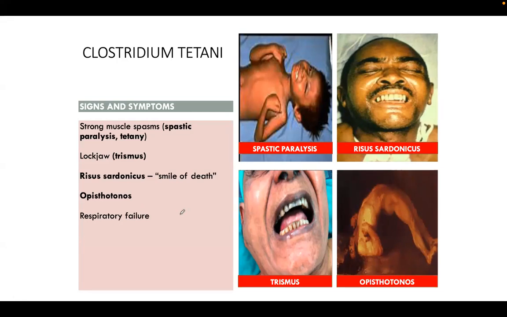So we have here the trismus, which is the locked jaw. Okay, the trismus, which is the locked jaw. And this is the risus sardonicus, which we consider as the smile of death.